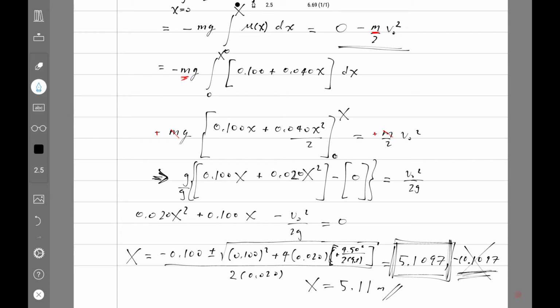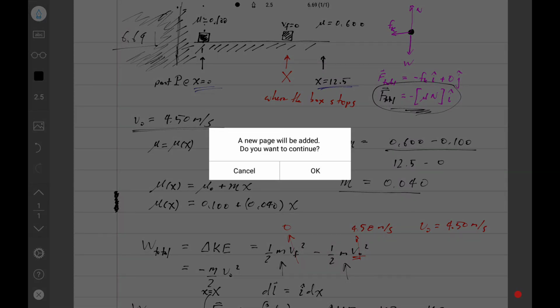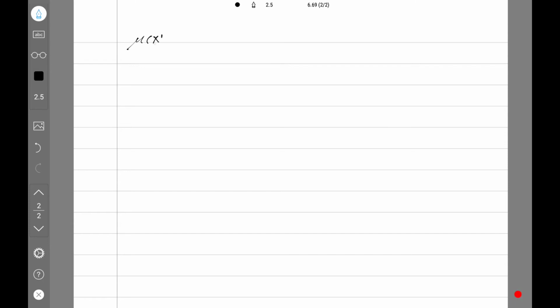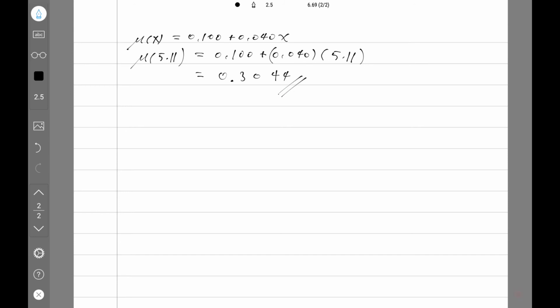Is there another part to this problem? What is the coefficient of friction at the stopping point? Easy. So the function for the coefficient is mu of x is equal to 0.100 plus 0.040x. So mu at 5.11 meters, well, I don't need the meters, 5.11 is equal to 0.100 plus 0.040 times 5.11. 5.11 times 0.04 plus 0.1, 0.3044 is the coefficient.